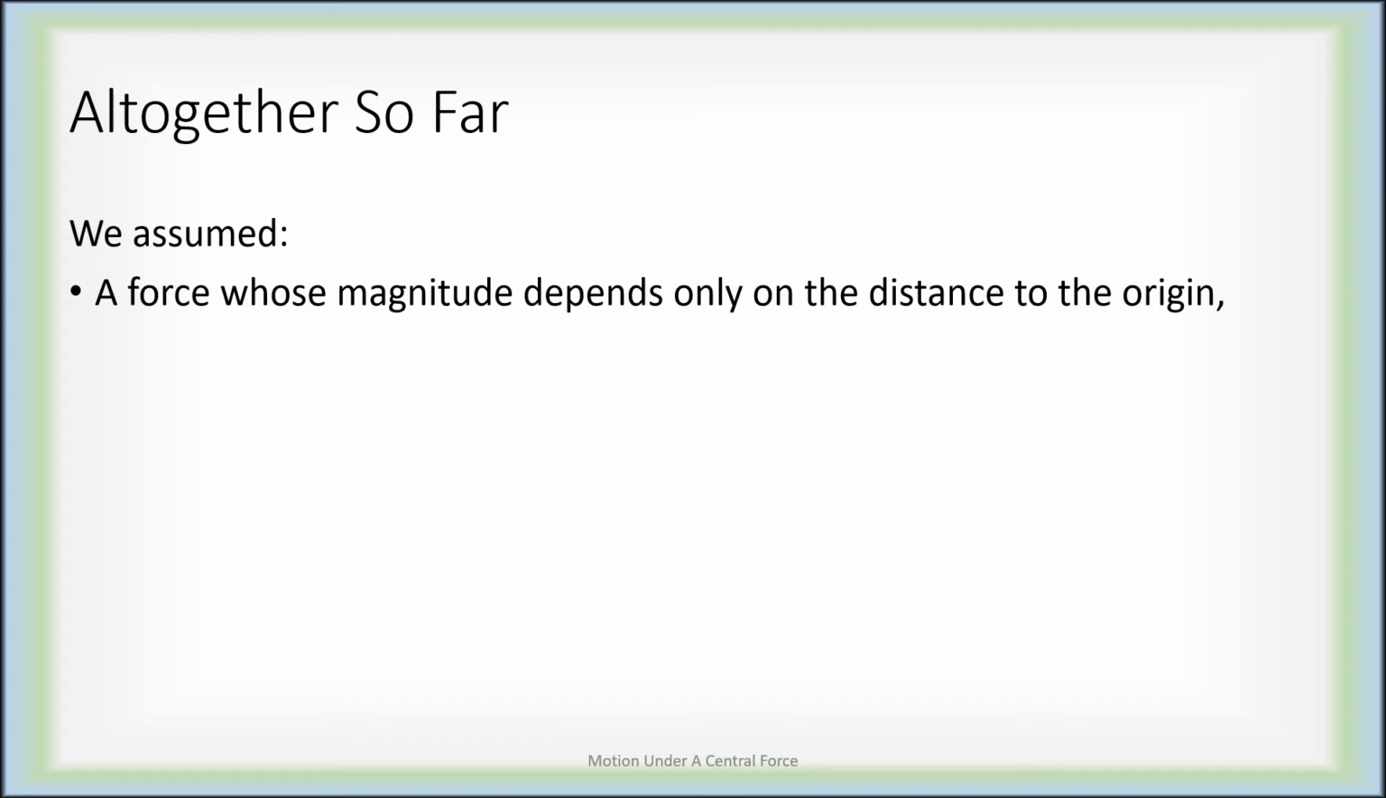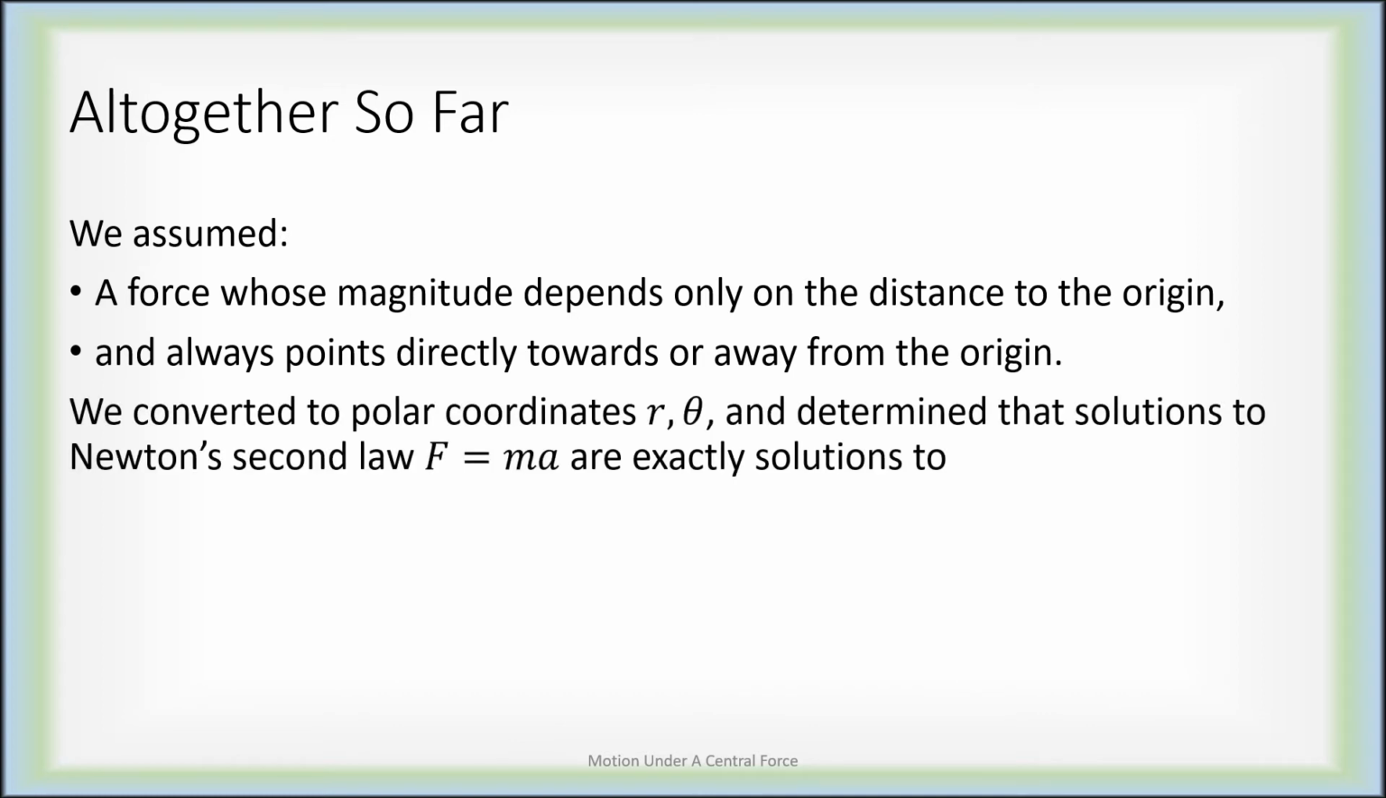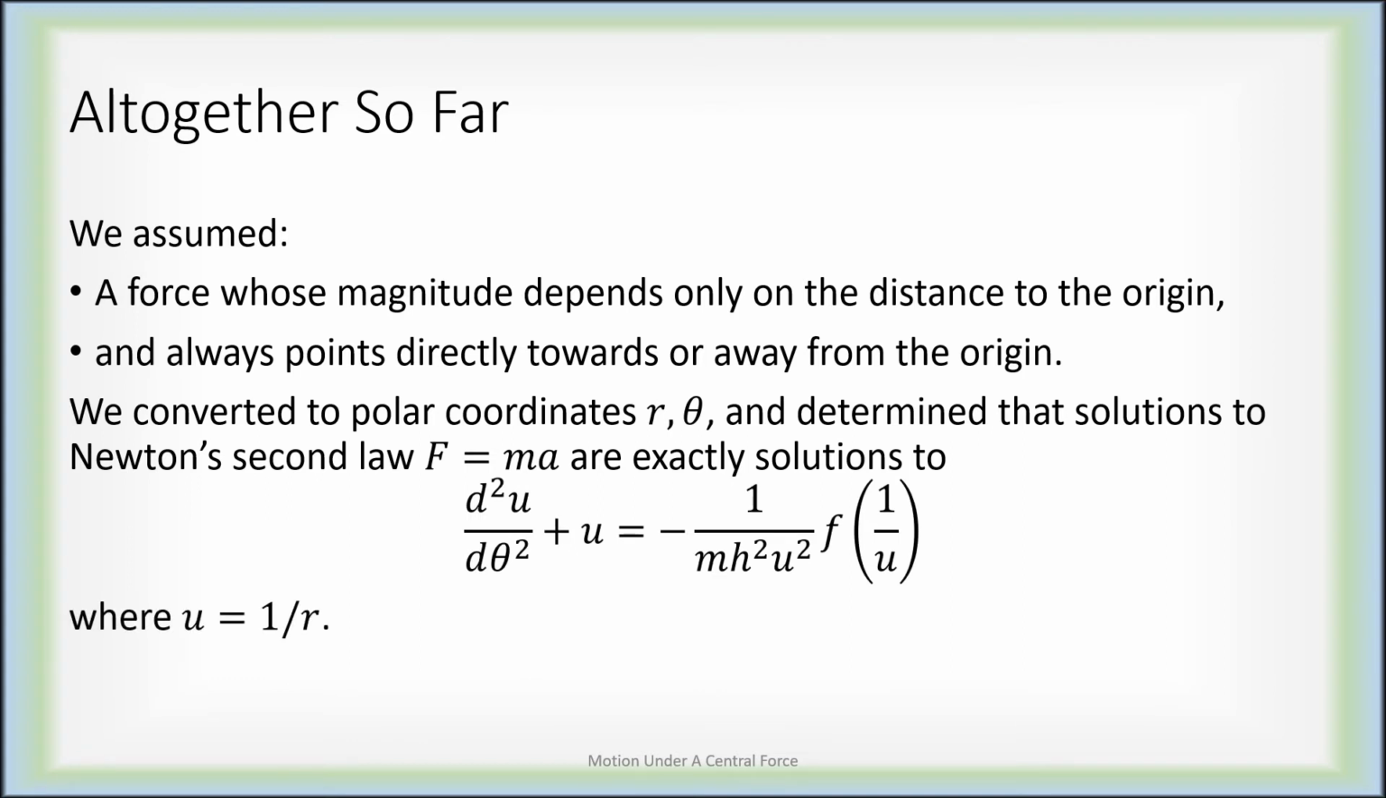So let's just refresh everything we've said. We started off by assuming we have a force whose magnitude only depends on the distance to the origin and also points directly towards or away from the origin. We converted into polar coordinates r and theta. Then we threw Newton's second law into the mix and found that solutions to Newton's second law will exactly solve this equation right here, where u is 1 over r. So determining our overall mechanics has been reduced to this expression right here: a second derivative of u plus u equals a forcing function in terms of u.